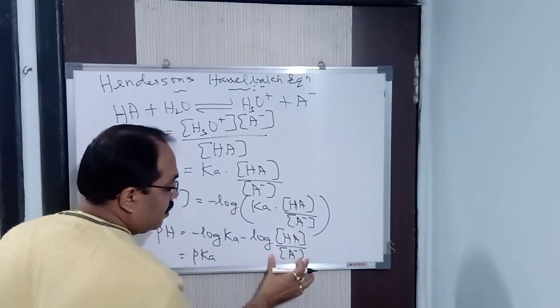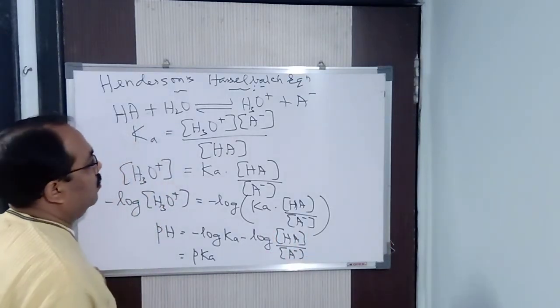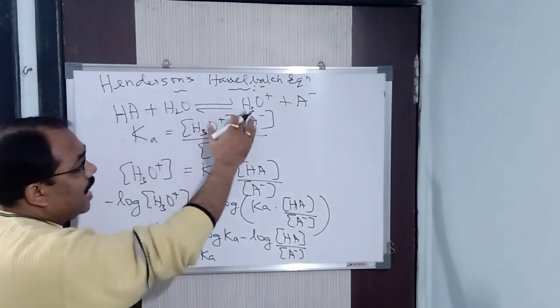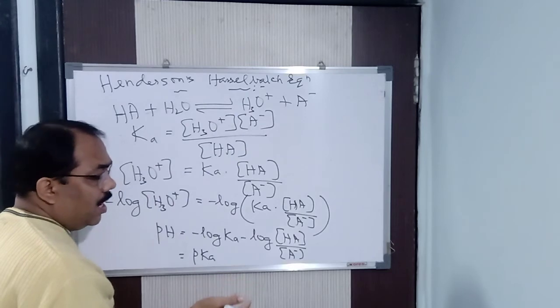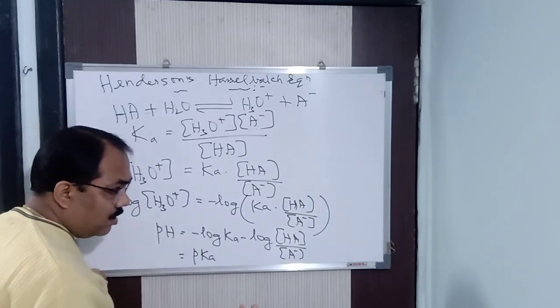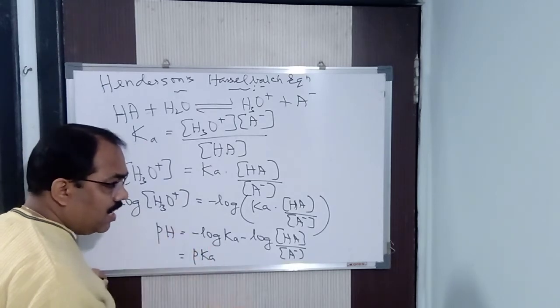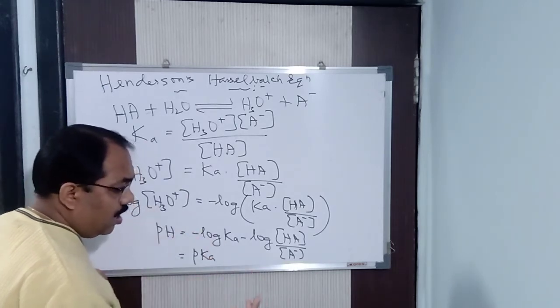And this A minus concentration is from the salt, because I said this is an acidic buffer. What is an acidic buffer? An acidic buffer is an equimolar mixture of a weak acid and its salt with a strong base.